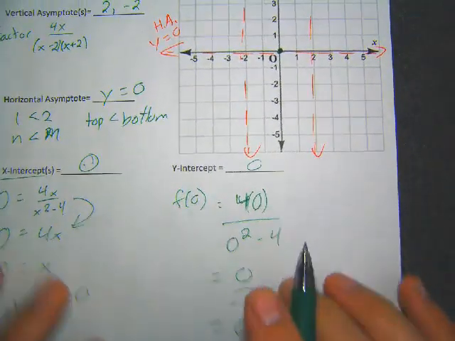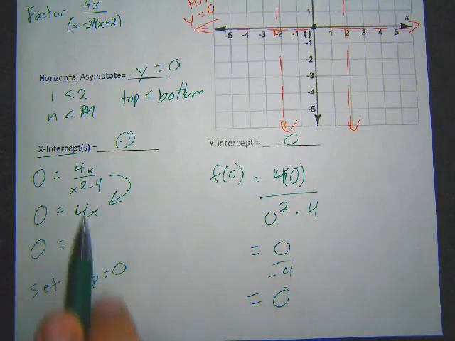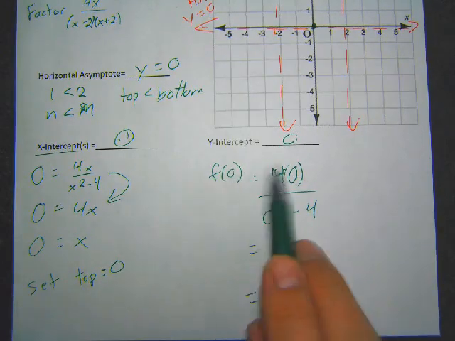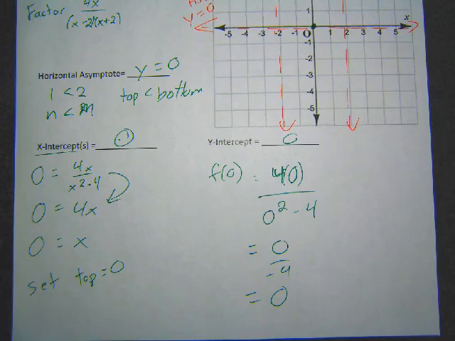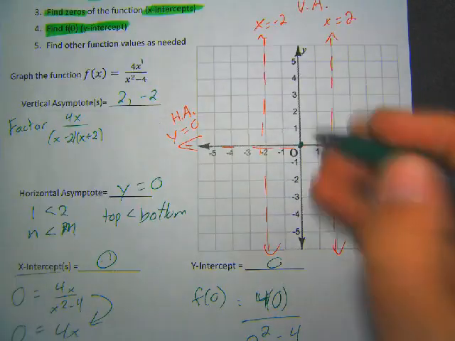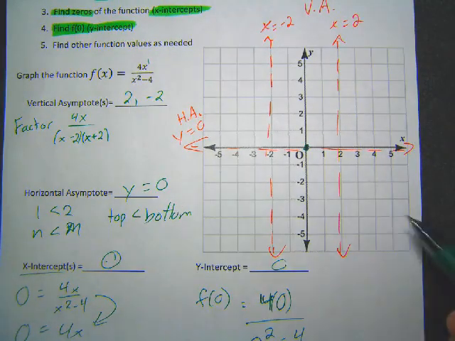But they don't always do that. Sometimes you'll have a different y-intercept than you do an x-intercept. So it's good to know how to find both. If you're trying to find the x-intercept, you set the top equal to 0. If you're trying to find the y-intercept, you replace x with 0, and that's how you find the y-intercept. Okay, we know it crosses here, and that's the only place it crosses because that's the only intercept. We got these values. Last thing to do here is to graph this.